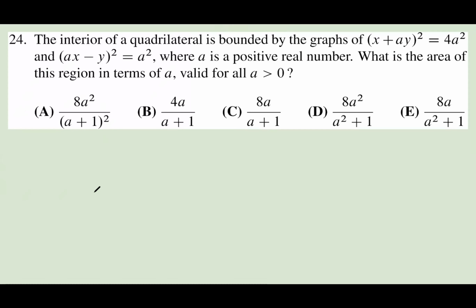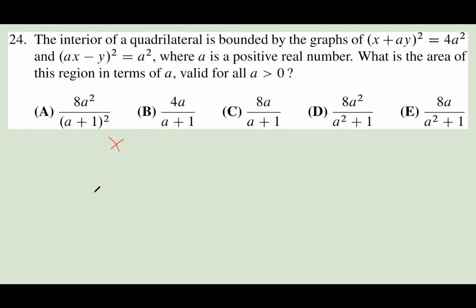But basically, it says the interior of a quadrilateral is bounded by the graphs of (x + ay)^2 = 4a^2 and (ax - y)^2 = a^2, where a is a positive real number. What is the area of the region in terms of a, valid for all positive a? All right, well, I think first we want to have some idea of what these should look like, right?